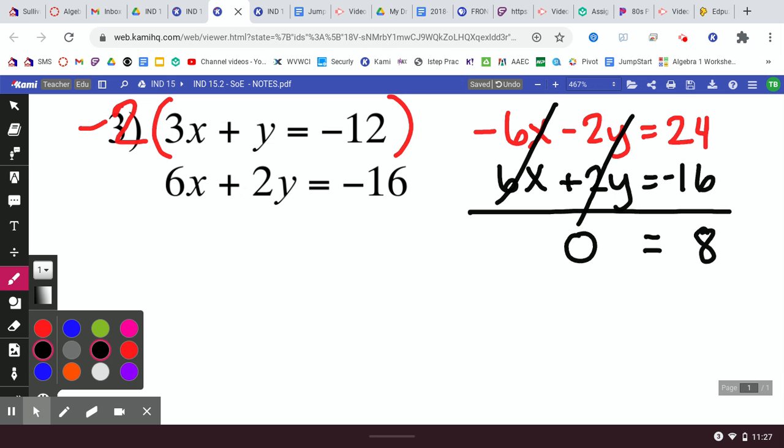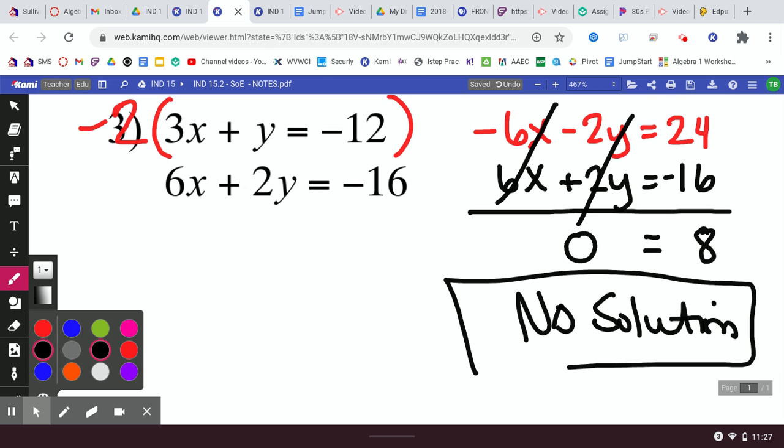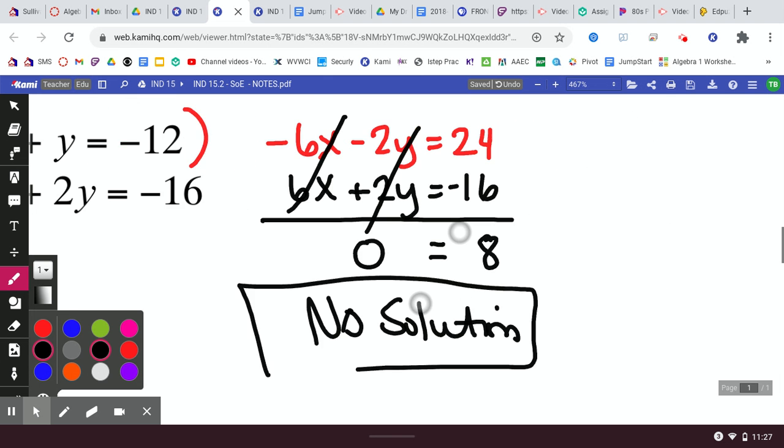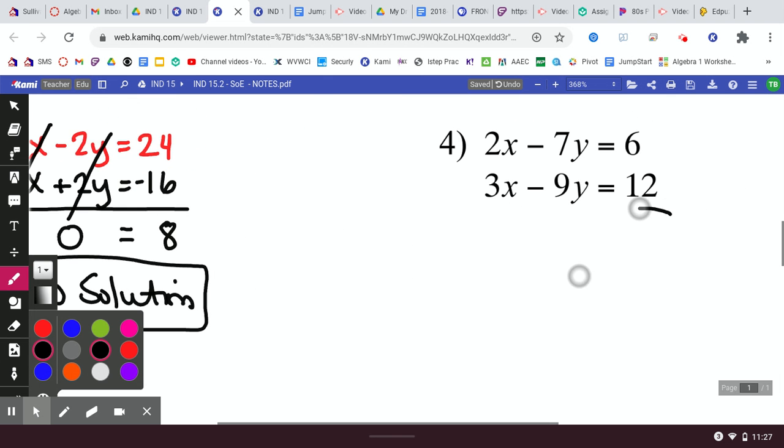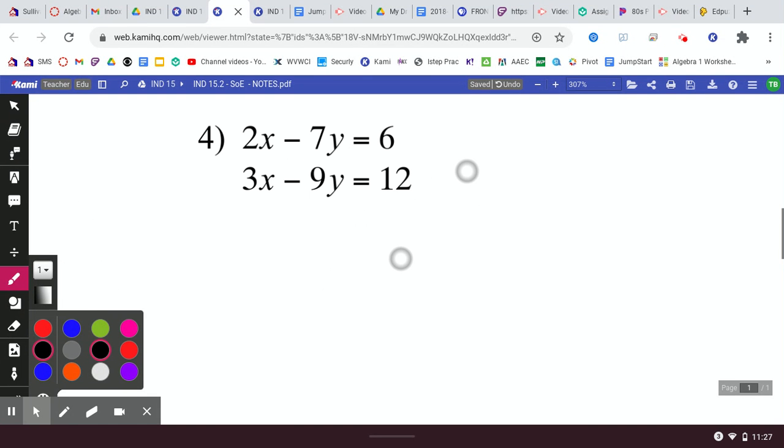All my variables are gone. Is this true or not? So my answer is excellent. Okay, any questions on that one? All right, I want to give you a minute. I want you to write this one down, and then I want you to start kind of thinking through solving it. And then we'll work it together.